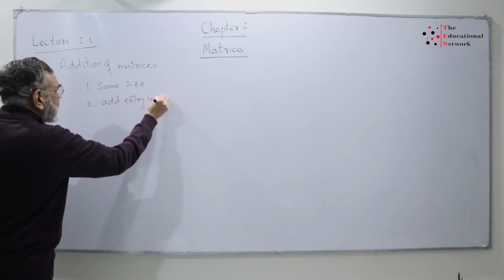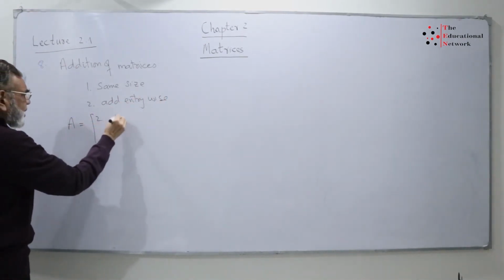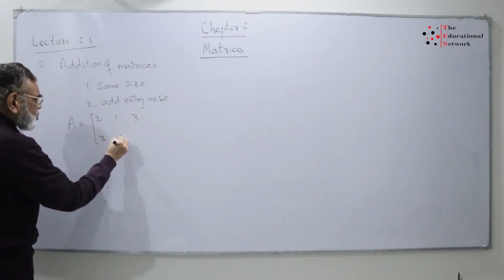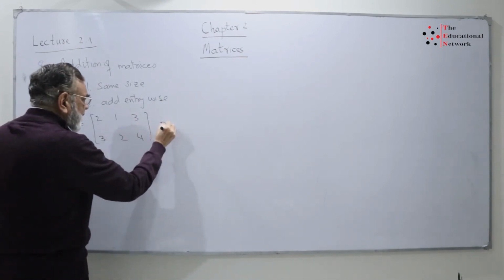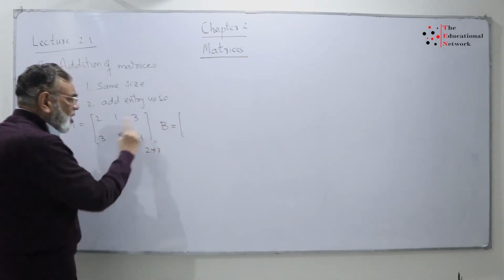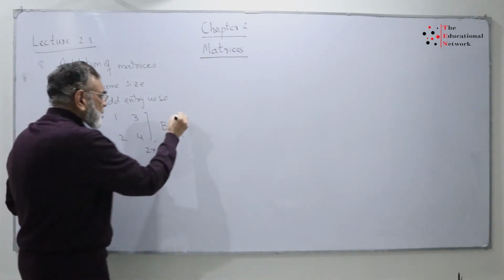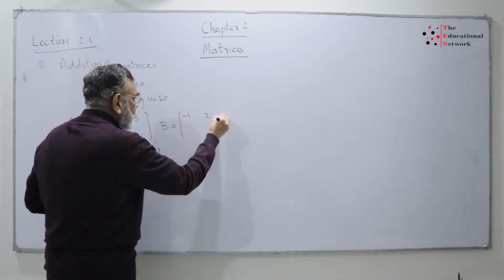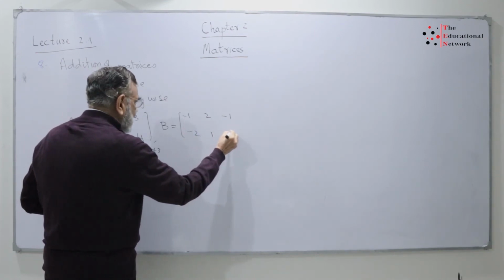I take an example. I have matrix A. My matrix A is 2, 1, 3, 3, 2, 4. I want to add a matrix B. The size of this matrix is 2 by 3, so we can add only a matrix which is 2 by 3. So I take the matrix B as minus 1, 2, minus 1, and here minus 2, 1, and 0.